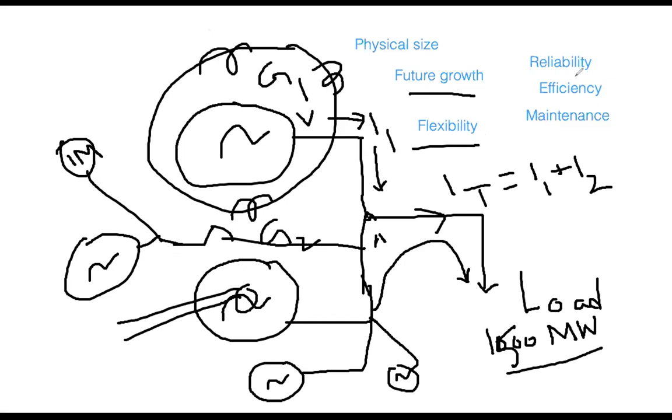Therefore, these all 6 points are the reasons why generators need to be connected in parallel. You will all be remembering: reliability, then efficiency, maintenance, physical size, future growth, and then flexibility. These are the 6 points that make sense to connect multiple generators in parallel. This means they will run together to meet the consumer's demand.